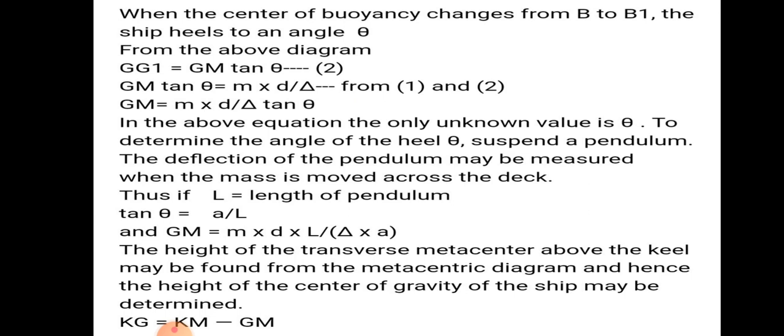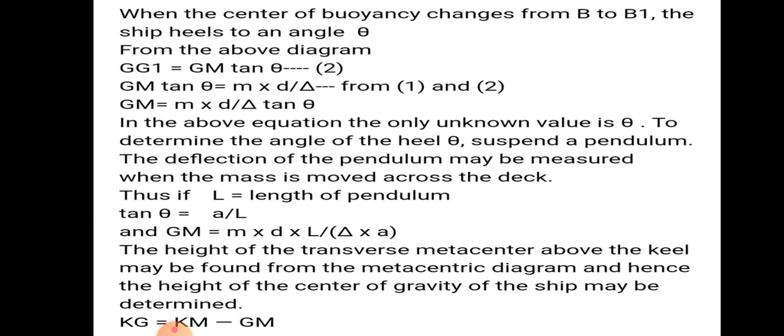When the center of buoyancy changes from B to B1, the ship's angle of heel will change to theta. From the above diagram, GG1 is equal to GM tan theta. So GM tan theta is equal to m into d by delta, from equations 1 and 2. So GM is equal to m into d by delta tan theta. In the above equation, the only known value is theta.